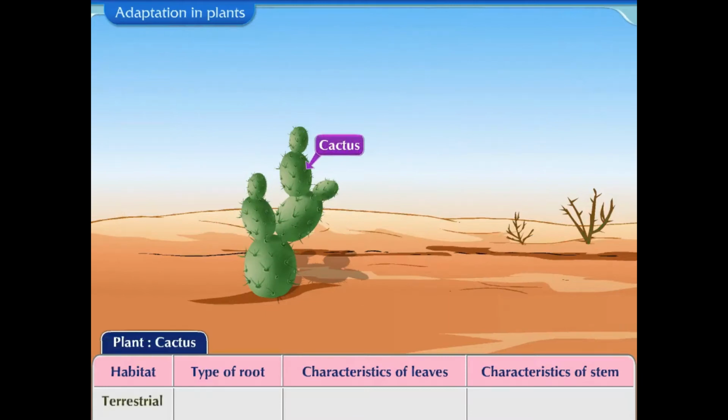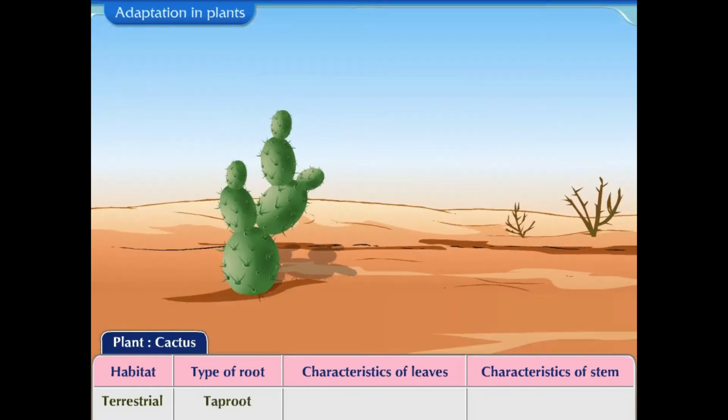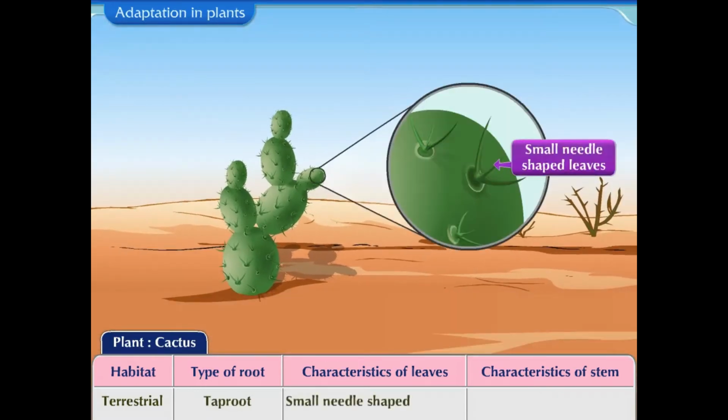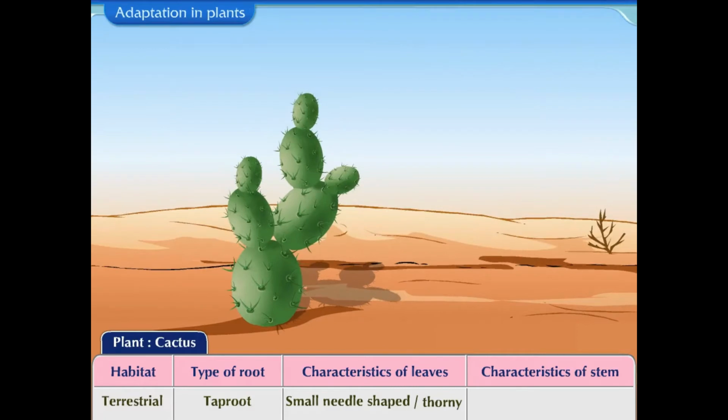Cactus grows on land. Roots of cactus are a type of taproots. The leaves of this plant are like small needles or have been modified into thorns. The stem of this plant is fleshy and bulgy.